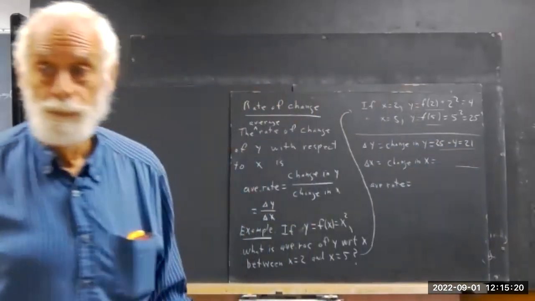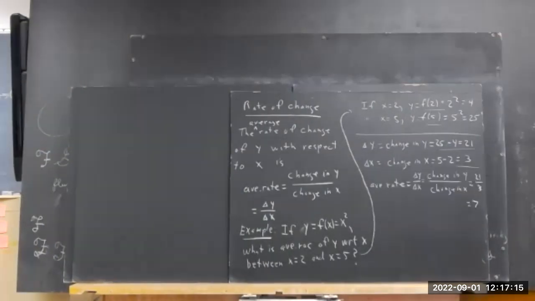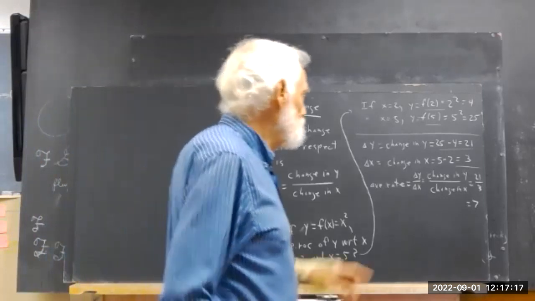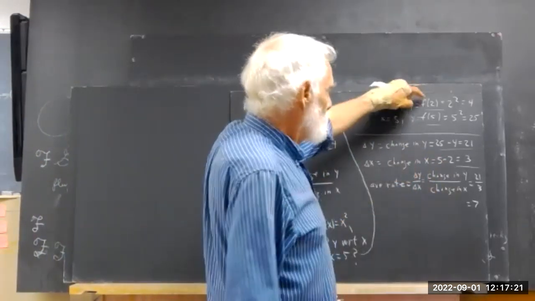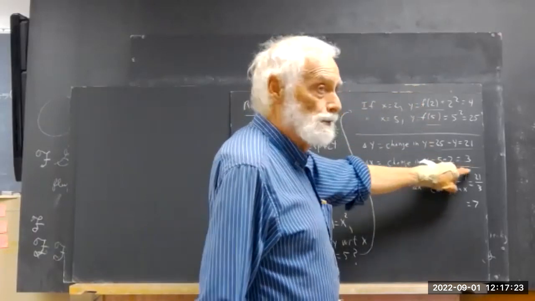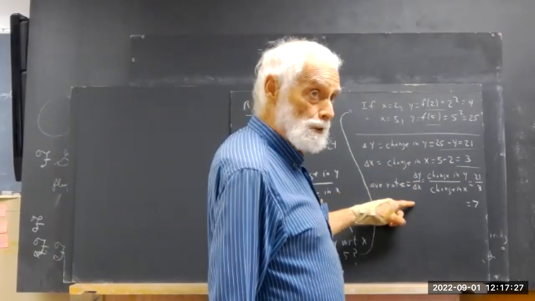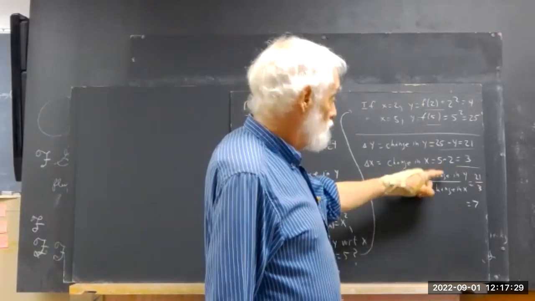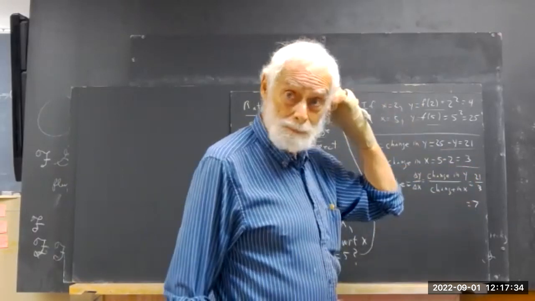Okay. And what's the change in x, and what therefore is the average rate of change? The change in x, well, x starts at 2, ends up at 5. So 5 minus 2 and that's 3. Average rate is change in y divided by change in x, delta y over delta x. 21 over 3, which is 7.